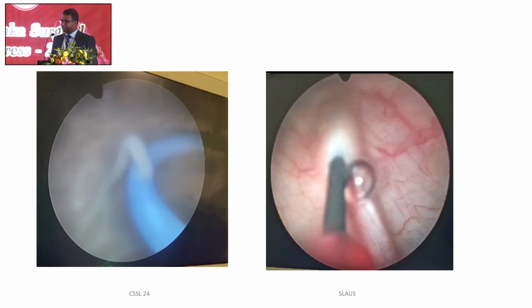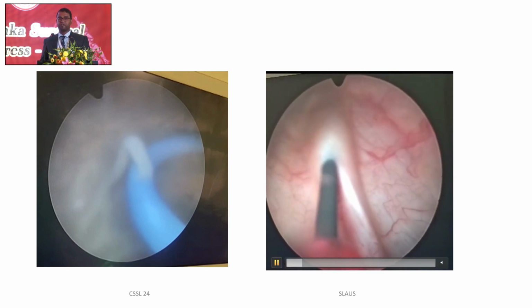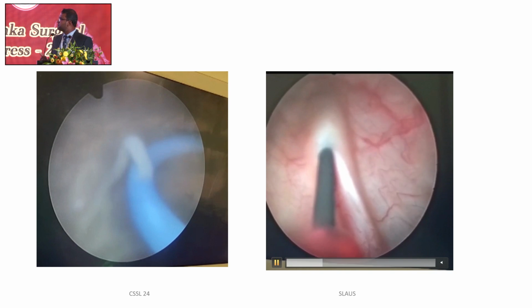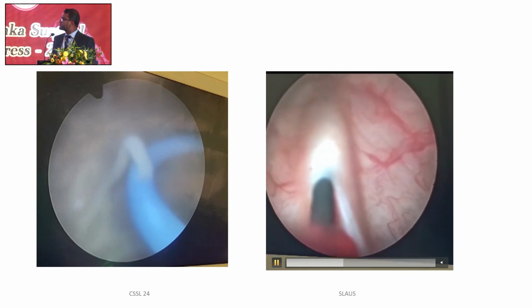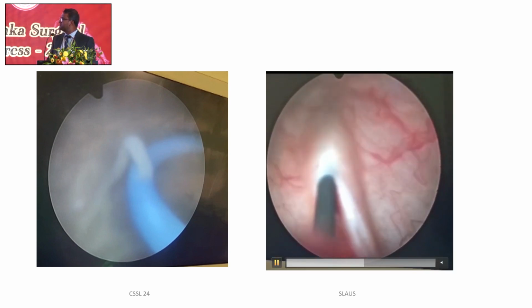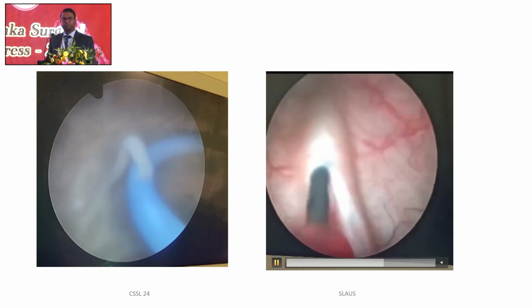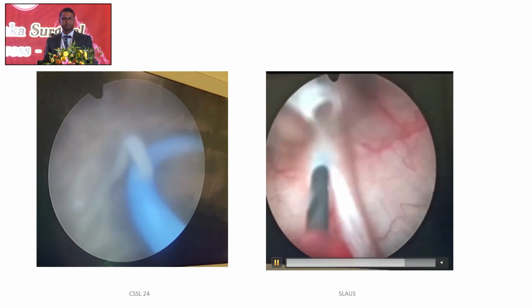And in the second video, you can appreciate a patient with emphysematous pyelonephritis. You might not see pus, but you can see the gas bubble. Because of the obstruction and gas-forming organism, there is gas in the kidney, and when you put the guide wire in the kidney, you can see the gas.